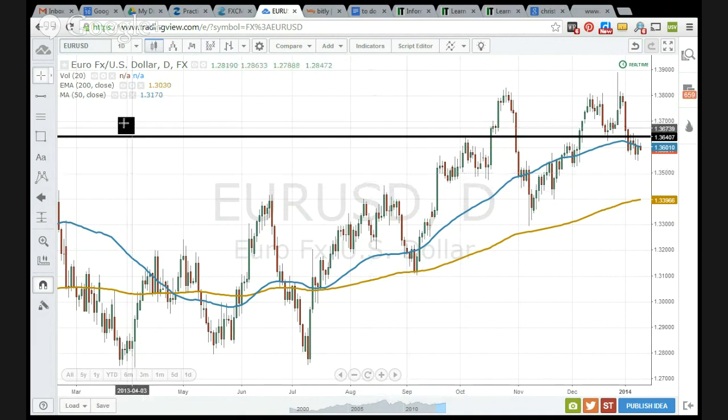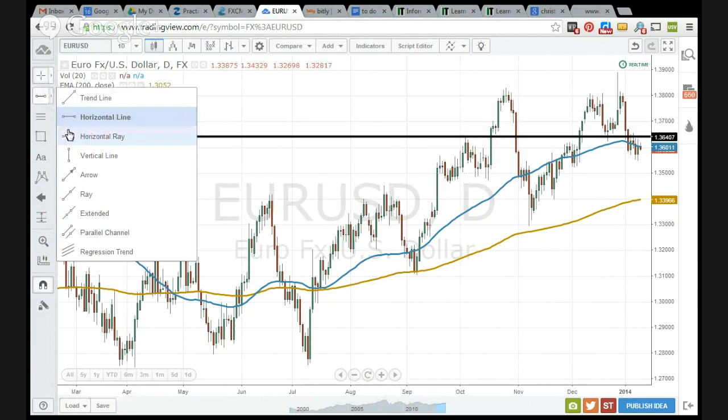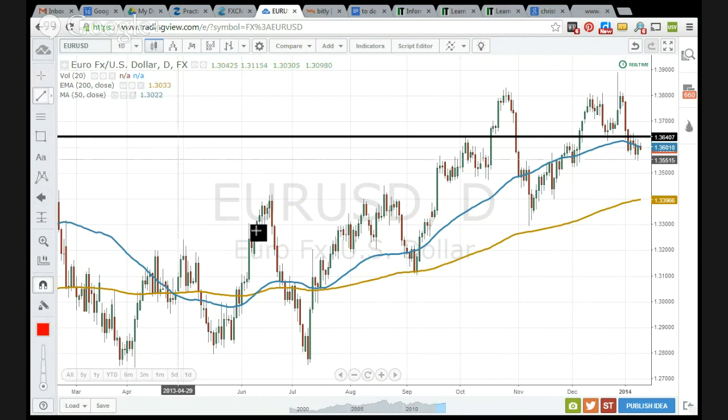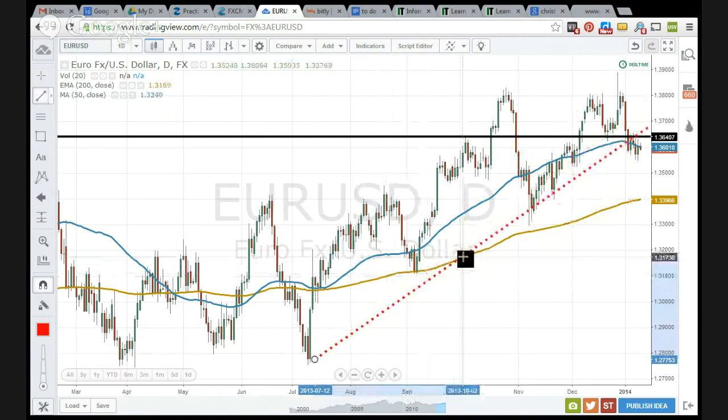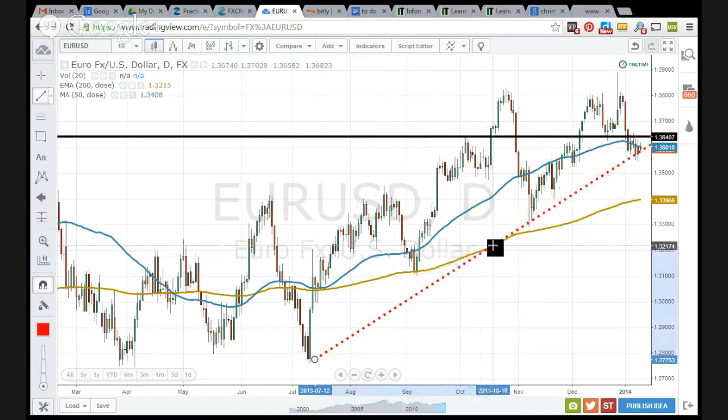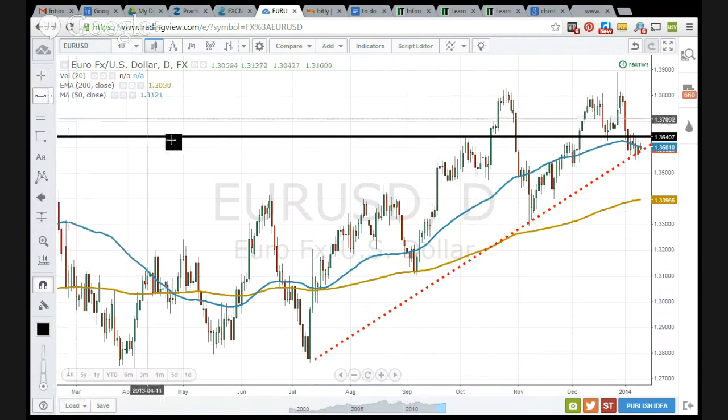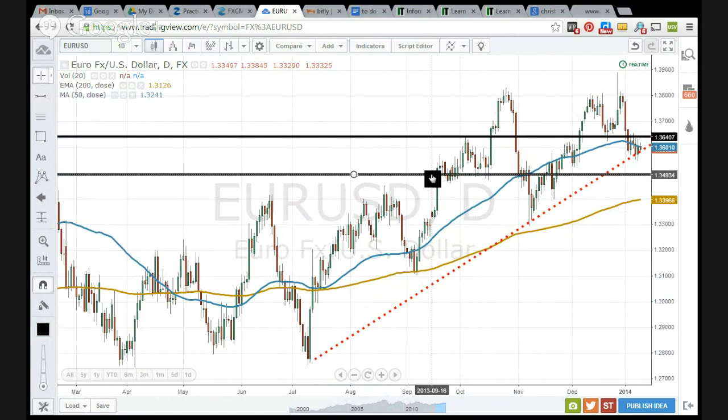Let's see if there's a channel, or at least a trend line. So, okay, that's fairly interesting. We are seeing a trend line that price is at, and we are seeing a trading range, which could be viewed as accumulation.